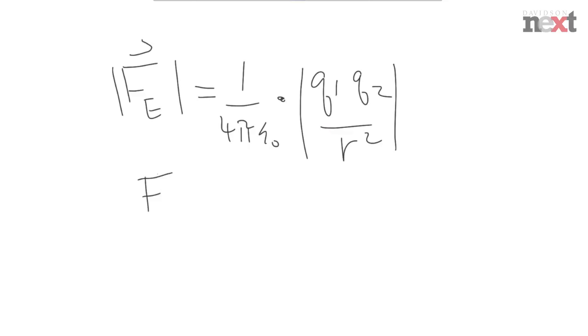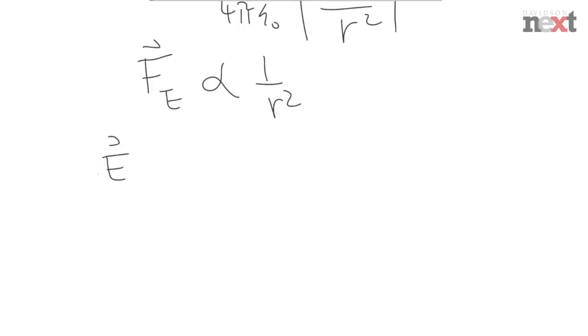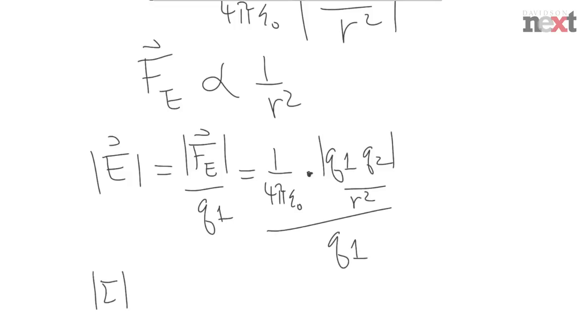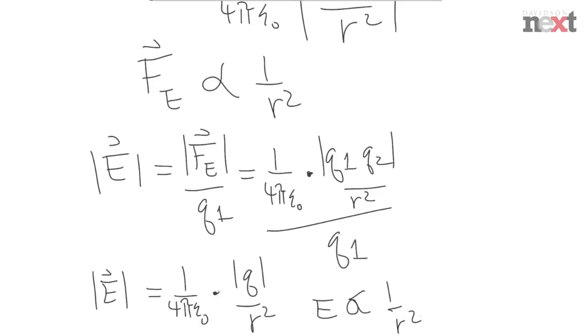It's also an inverse square law, so we can say that the electric force is again proportional to 1 over r squared. Consider Q1 to be a tiny test charge. The force to test charge ratio is the electric field strength. This gives us a new equation for electric field strength. Electric field is also inversely proportional to the center-to-center distance between the two objects.